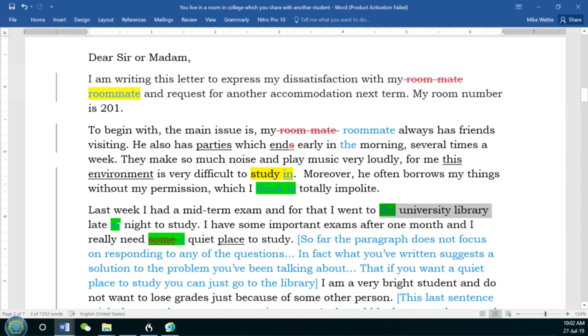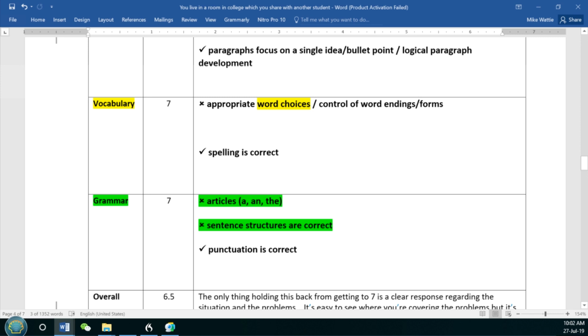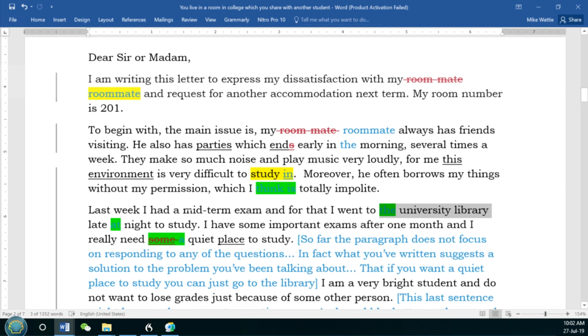Late at night. I really needed a quiet place to study. It could be "some places", but that wouldn't really make sense. So it's a quiet place to study. Again, I could consider 8 here. Those errors with articles are quite minor. However, there are two of them. But then I also had to add these couple of words in, and again, it's a very short sample, so I think 7's justified.